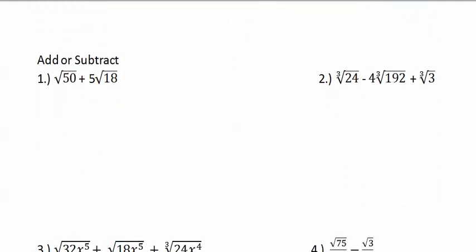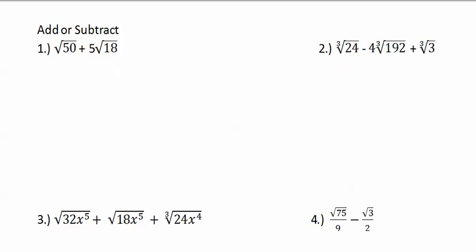So now let's look at number 1 and number 2. If you take a look at those, you'll notice that the radicands aren't the same. The indexes are the same, but the radicands aren't. So you're going to have to do a little bit extra work. You're actually going to have to try to simplify each radical to see if the simplified version will match up.